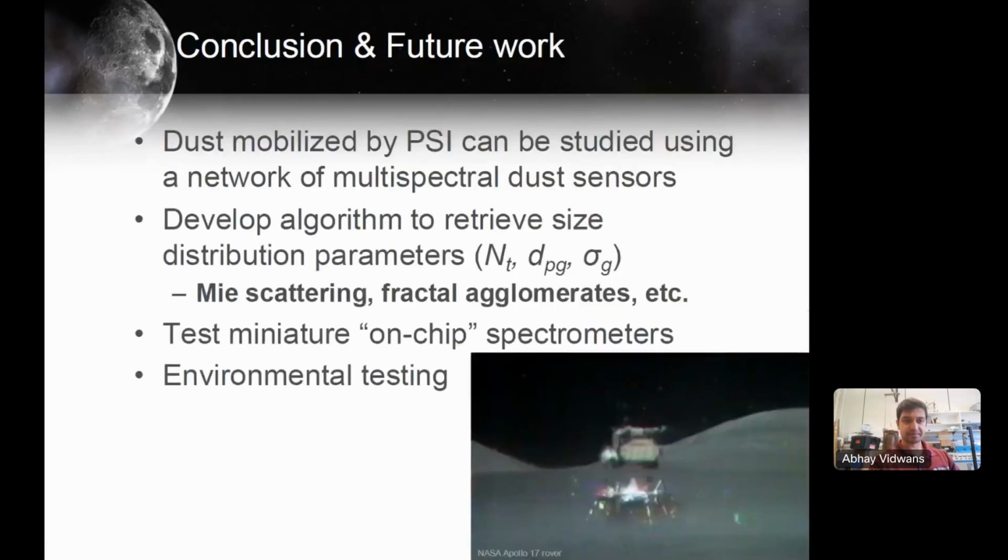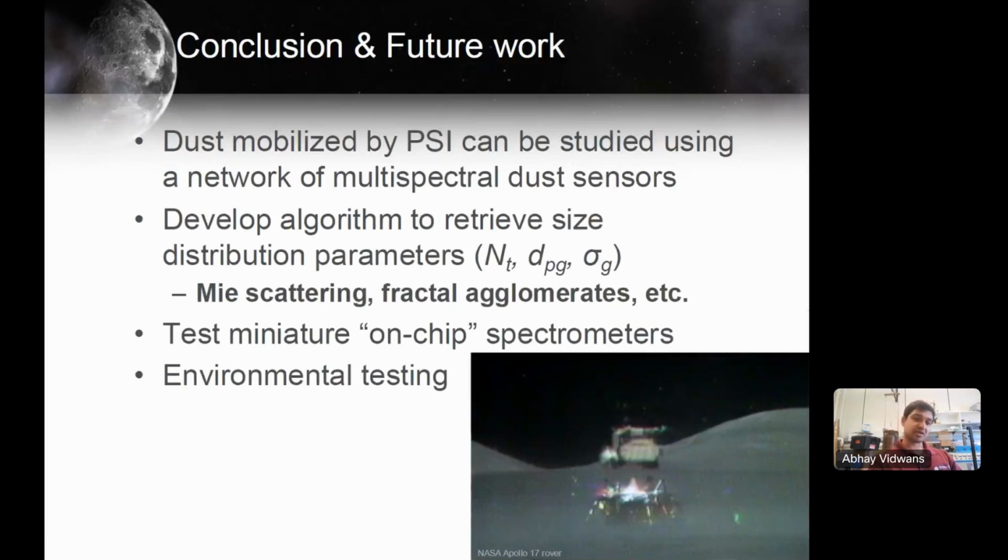Next slide, please. So in conclusion, what I've talked about here is the concept of using an instrument inspired by air quality monitors on Earth to try and establish a network of sensors on the moon that we can use to understand on a fine resolution scale how dust moves around, and helps us measure the size distribution so we can understand the hazards and what mitigation strategies to use.